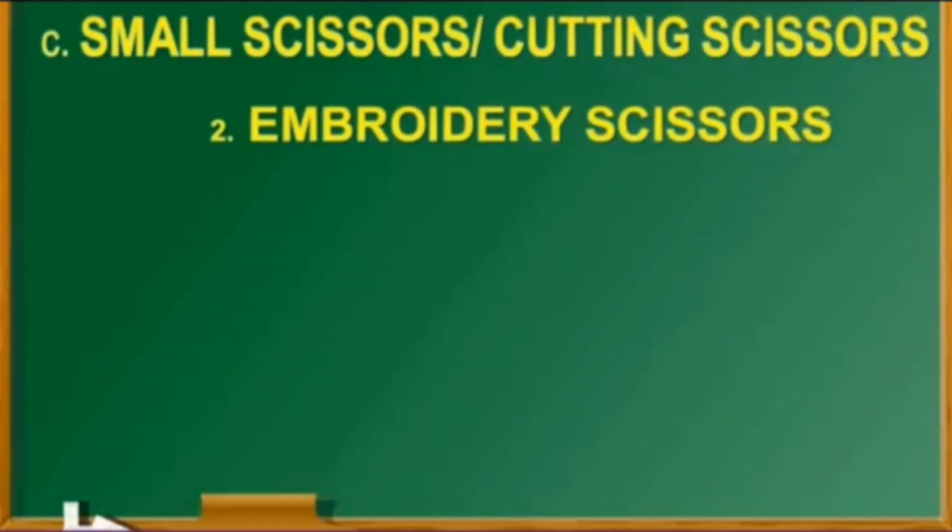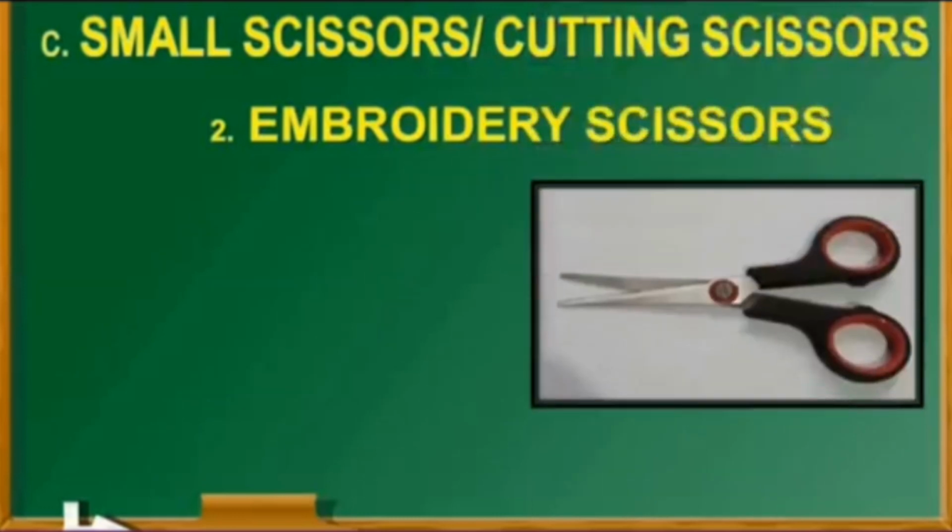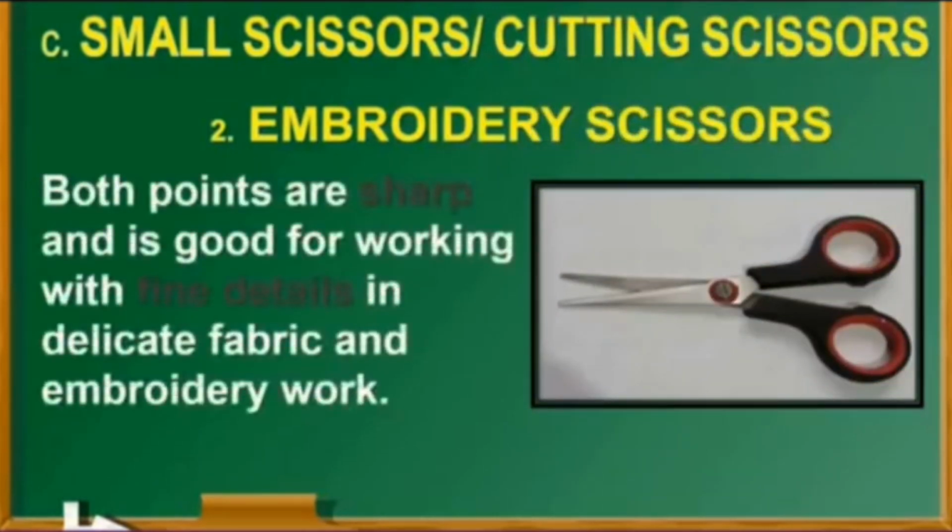Second small scissors are the embroidery scissors. Embroidery scissors have finely tapered blades that are around 4 to 5 inches. Both points are sharp and are good for working with fine details in delicate fabric and embroidery work.